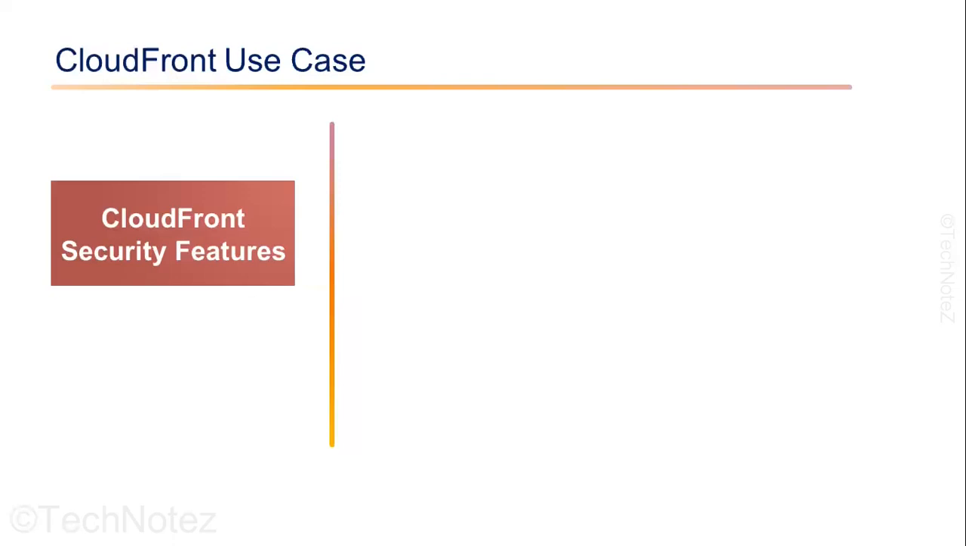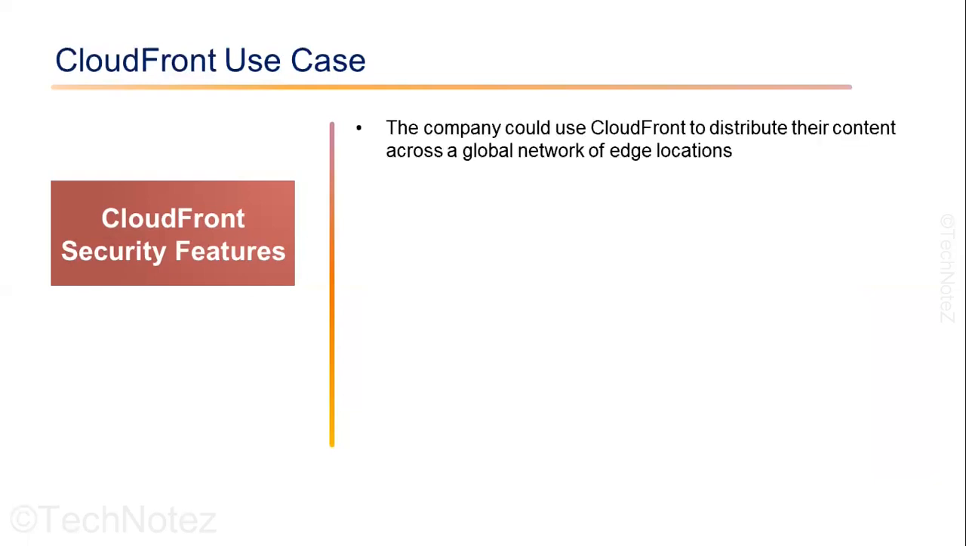A practical use case for Amazon CloudFront would be a company that runs a content heavy website, such as a news or media website, that needs to deliver the large amount of data and multimedia content to users across the globe. The company could use CloudFront to distribute their content across a global network of edge locations. When a user requests the content from the website, CloudFront routes the request to the edge location that is closest to the user, which can help to reduce the time it takes to download the content.